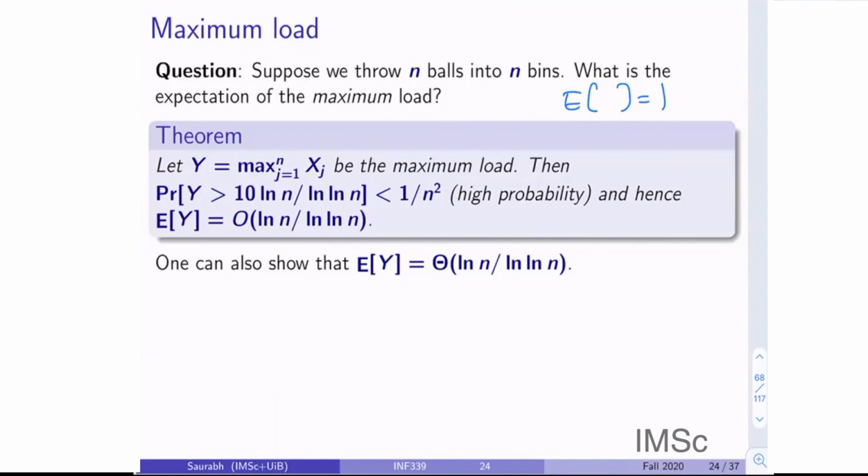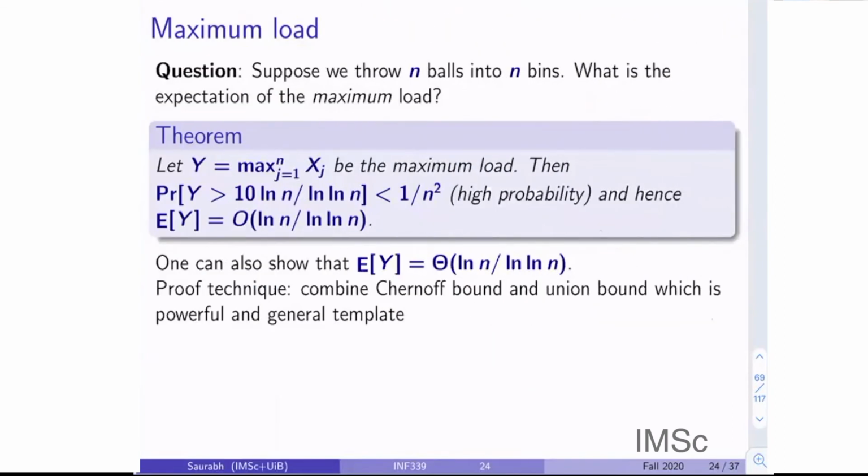Do you see why this will be true? If I show this, then with high probability, and hence expectation of y is this. And this is the expectation of max Xj. This is very different from the expected load of a particular bin. This is the expected load of the max. One can also show more about the expectation of y, but let's see how we will go about proving this.